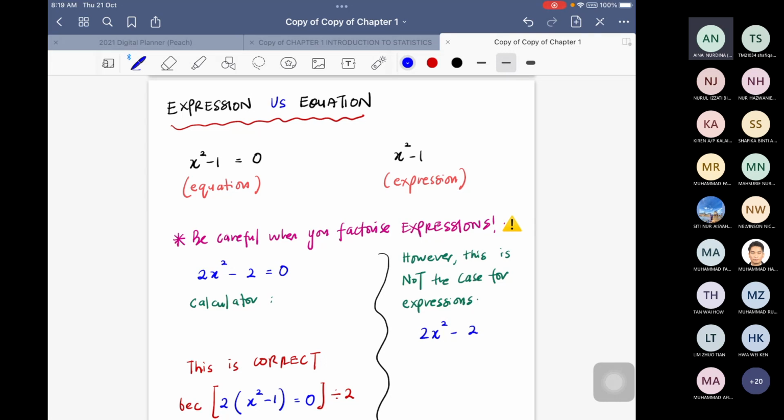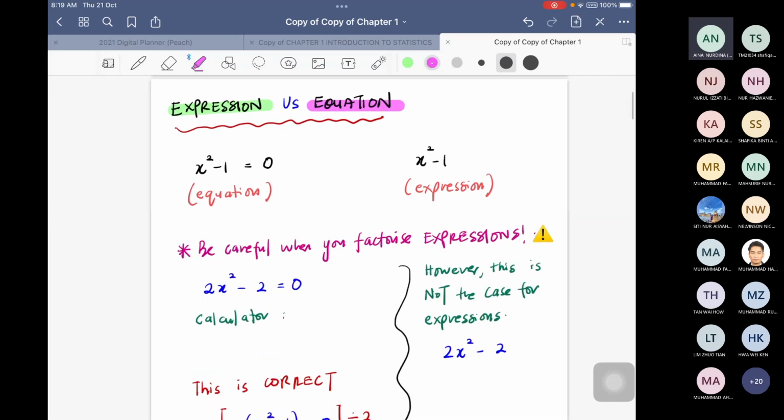Okay, so now let's start with the material. Okay, sebelum saya start dengan material for chapter 1 ni, saya nak cerita dulu, apa beza antara expression dengan equation? Sebab this is going to be the kind of stuff yang kita akan jumpa bila buat factorization nanti. Okay, so these are going to be the example.